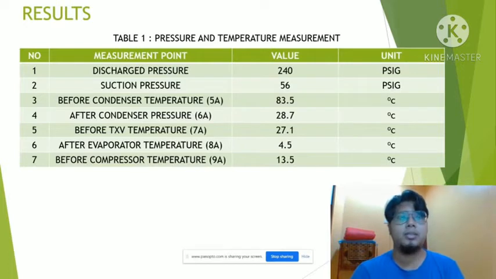Now I will present about the results. So first we look at table 1, pressure and temperature measurement.